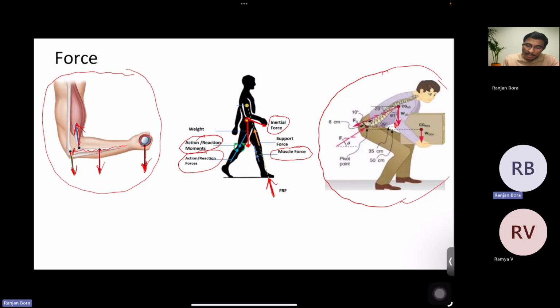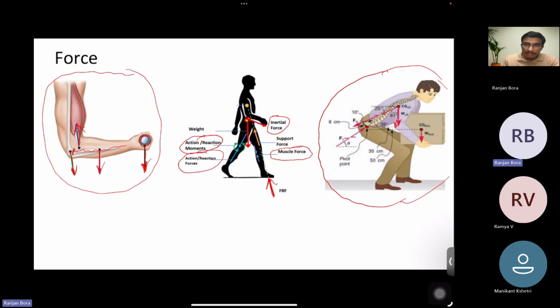And here we have a joint which connects the spine with the pelvis. In this joint, there are some joint reaction forces. So these are some examples of forces which act on our body during the different activities of our life.